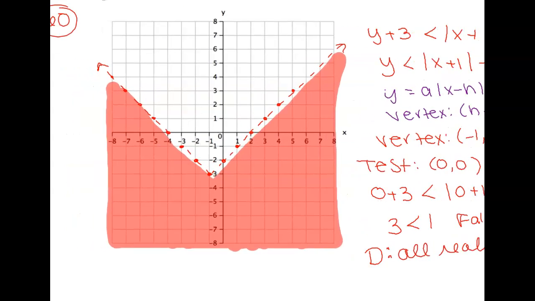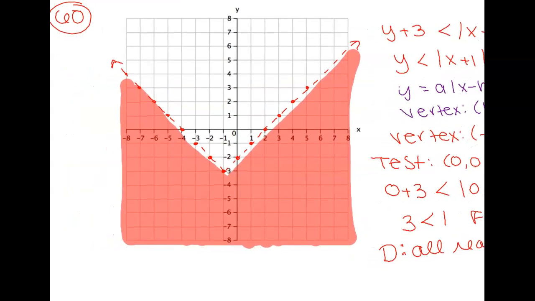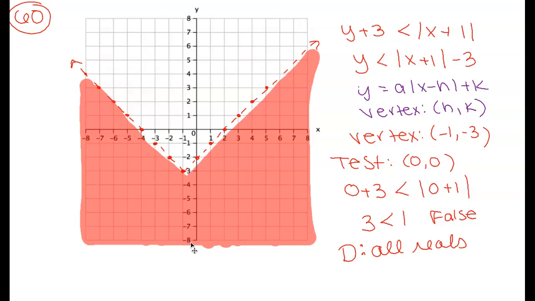Okay, number 60. Number 60, you had to first solve the absolute value so that it was in standard vertex form. The vertex is represented by H, K. So again, here in purple is our general form. Everything in red relates to the problem.